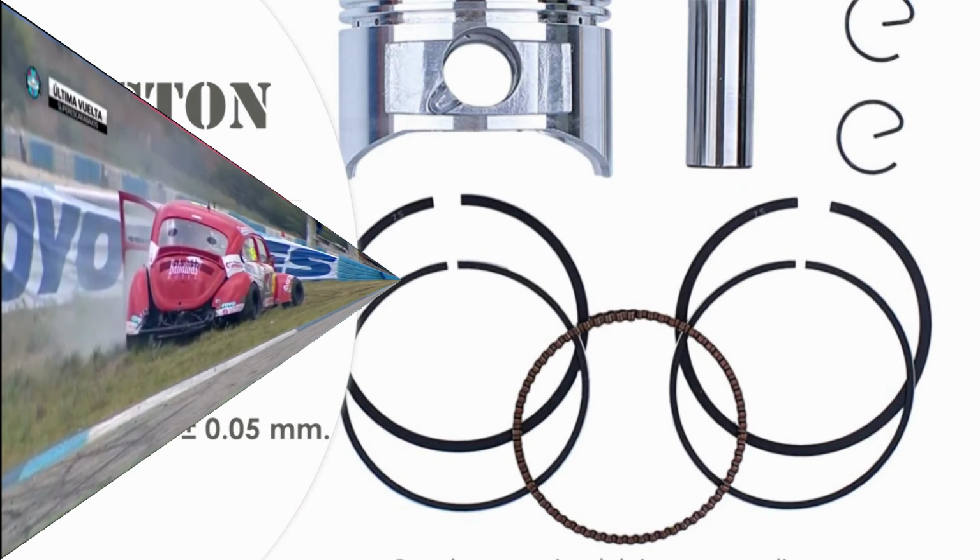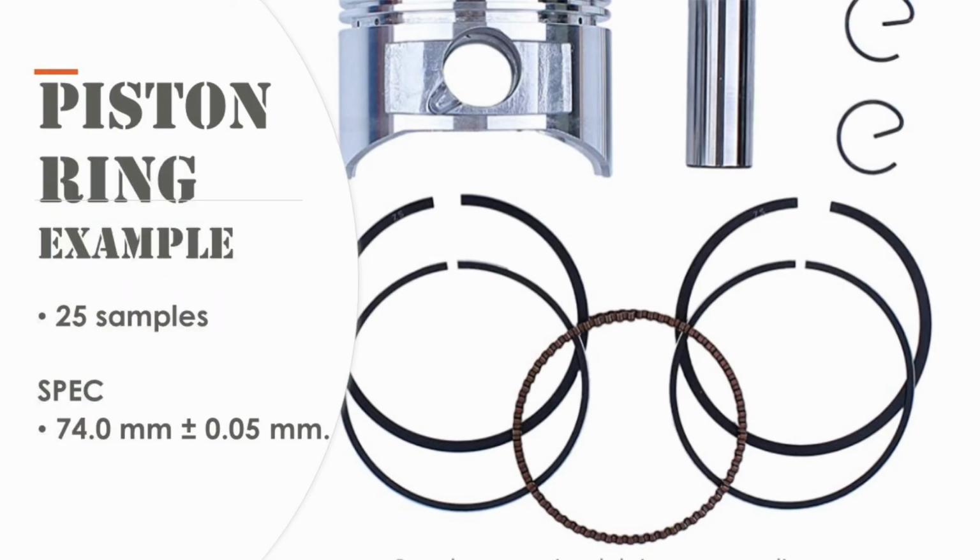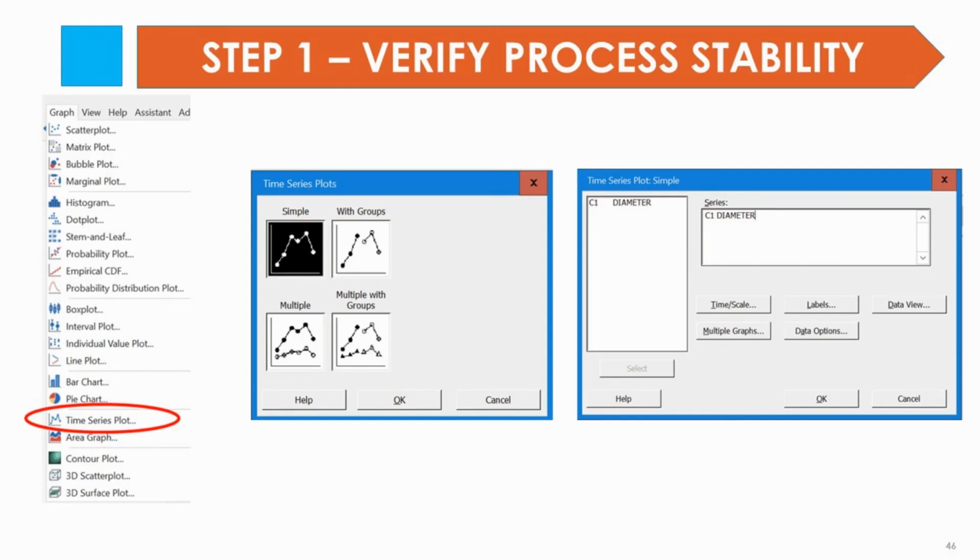And we are now going to review the piston ring example, where we have 25 samples and we have a spec of 74 millimeters plus minus 0.05. So first, remember, we need to verify process stability.